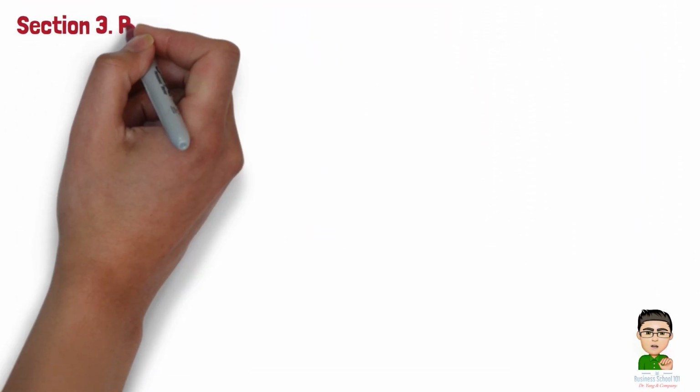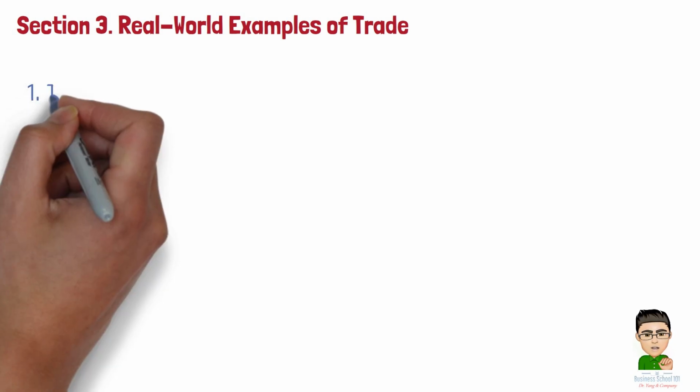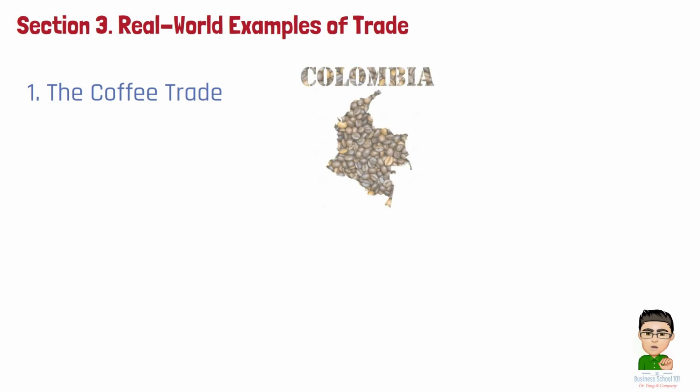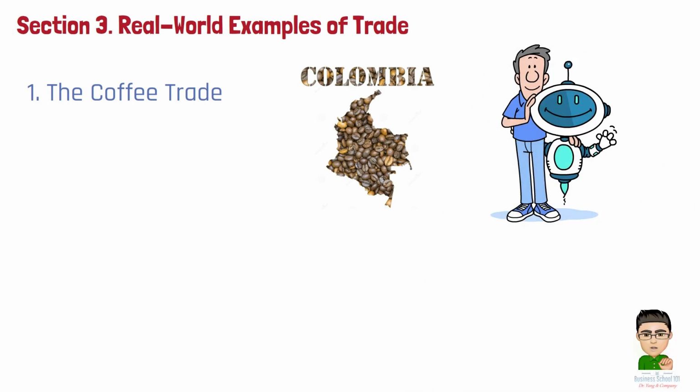Section 3. Real-world examples of trade. Let's look at a few real-world examples to see how this works in practice. Example 1, the coffee trade. Colombia has a climate perfect for growing coffee, giving it a comparative advantage in coffee production. The United States, on the other hand, has the technology and capital to produce advanced electronics efficiently. When the US imports coffee from Colombia and exports electronics in return, both countries benefit. Colombians enjoy the latest technology, and Americans get their daily caffeine fix without having to grow coffee themselves.